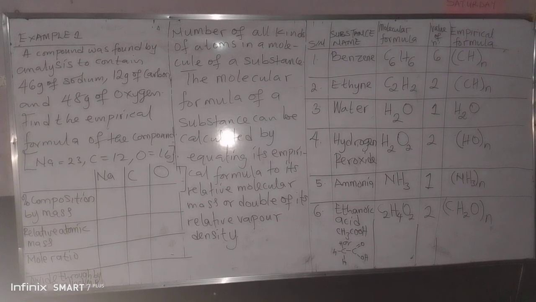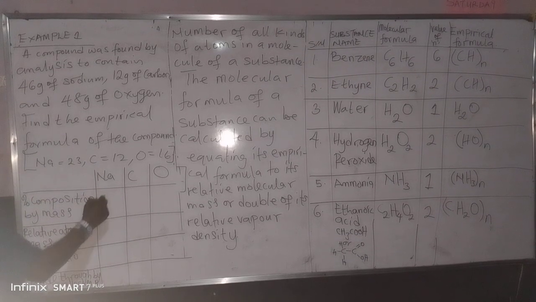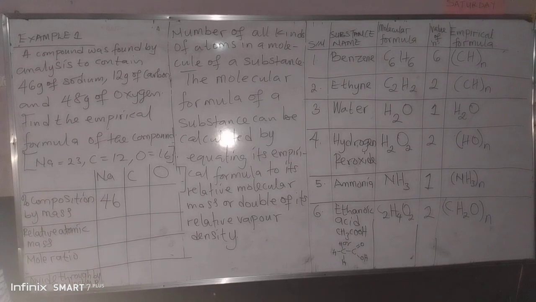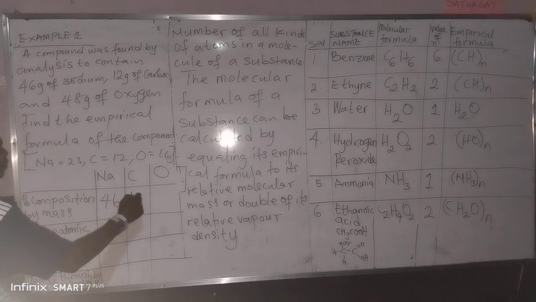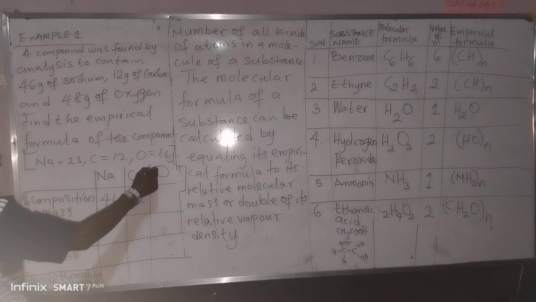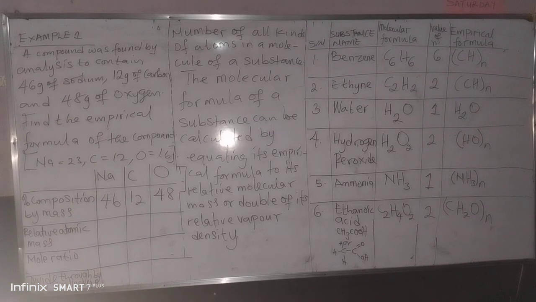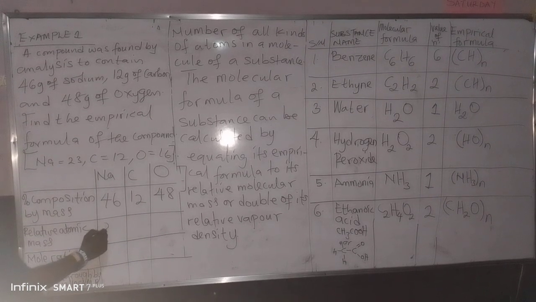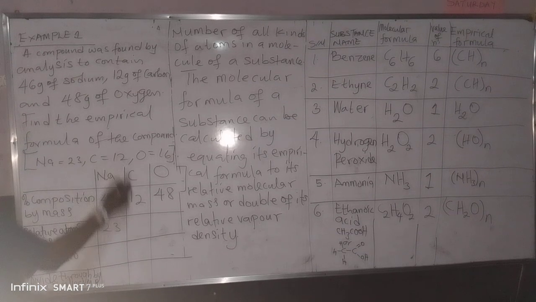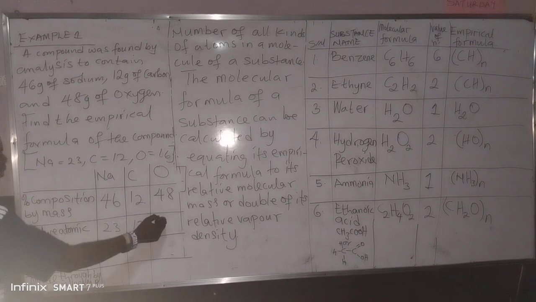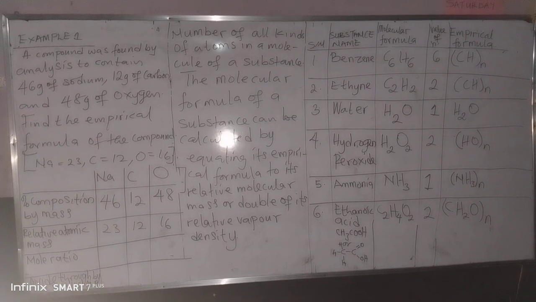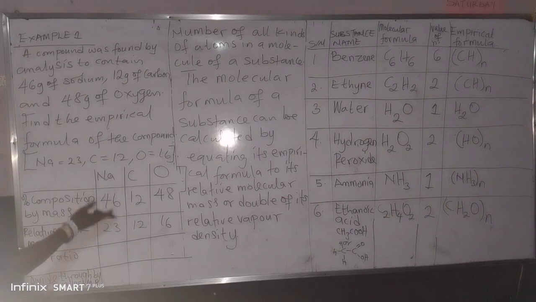We have a compound with 46 grams of sodium. You put 46 here. Then 12 grams of carbon. You put 12 here. Then we have 48 grams of oxygen. You put it here. So percentage composition can be in gram or in percentage. Now relative atomic mass is what we are given here. Sodium is 23, carbon is 12, oxygen is 16.